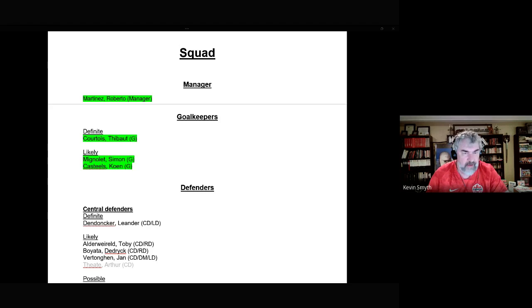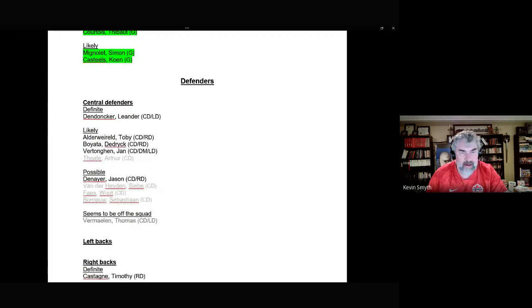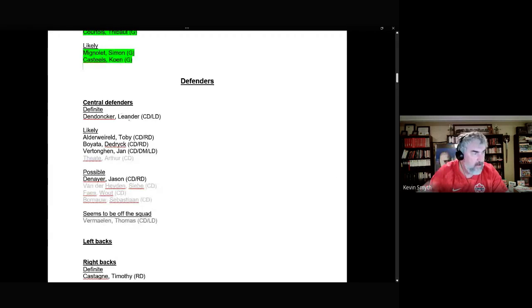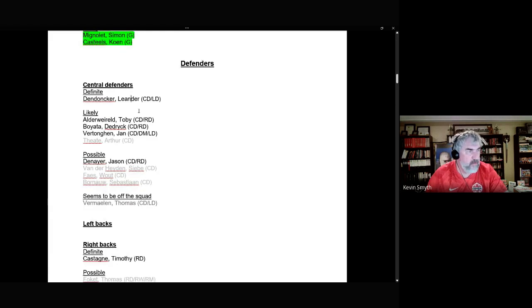Okay, let's move on to defenders. And for central defenders, now keep in mind that there are probably 3 because they always play with 3 at the back. So we have definite candidate Leander Dendoncker, likely candidates Toby Alderweireld, Dedryck Boyata, and Jan Vertonghen, as well as Arthur Theate, and possible candidates Jason Denayer, Zeno Debast, Wout Faes, and Sebastiaan Bornauw. And a player seems to be off the squad, Thomas Vermaelen.